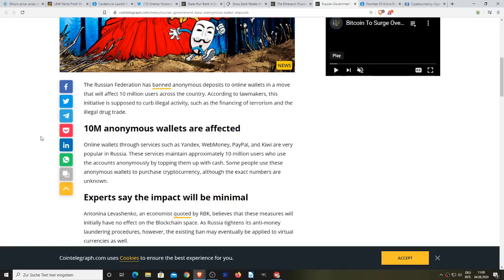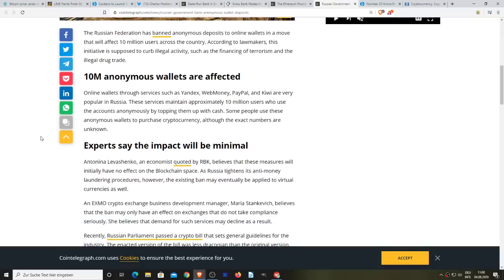Antonia Levashenko, an economist quoted by RBK, believes that these measures will initially have no effect on the blockchain space as Russia tightens its anti-money laundering procedures. However, the existing ban may eventually be applied to virtual currencies as... Oh, please. Have you not seen what's been going on in Russia and many other countries? I'm pretty sure someone is taking a pen and just writing cryptocurrency in between the actual official document. Little weird? Not really, no.